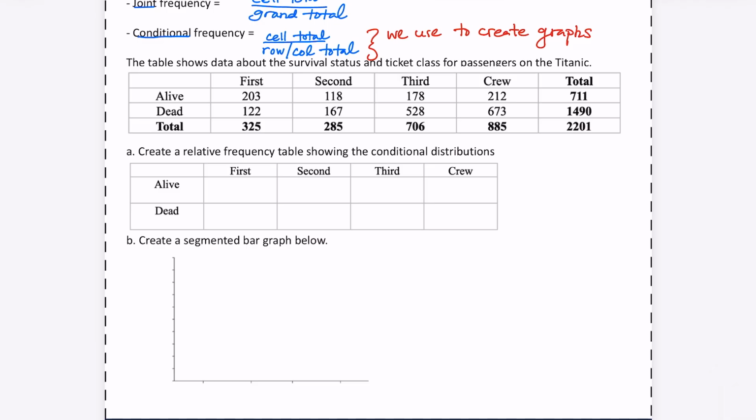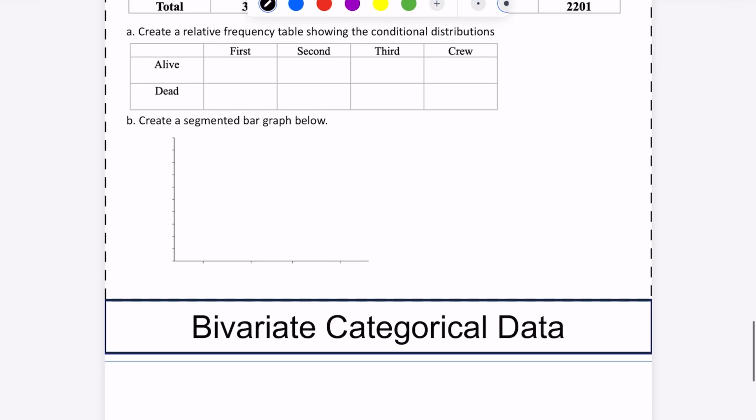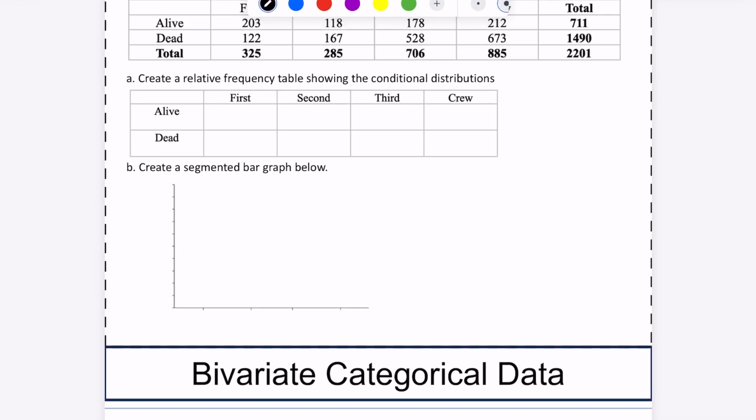So the first thing we need to do is identify our explanatory variable. And in this case, we're going to say that the ticket class is our explanatory variable. So that's what's going to end up being graphed on our x-axis. Okay? The explanatory variable always goes on our x-axis.